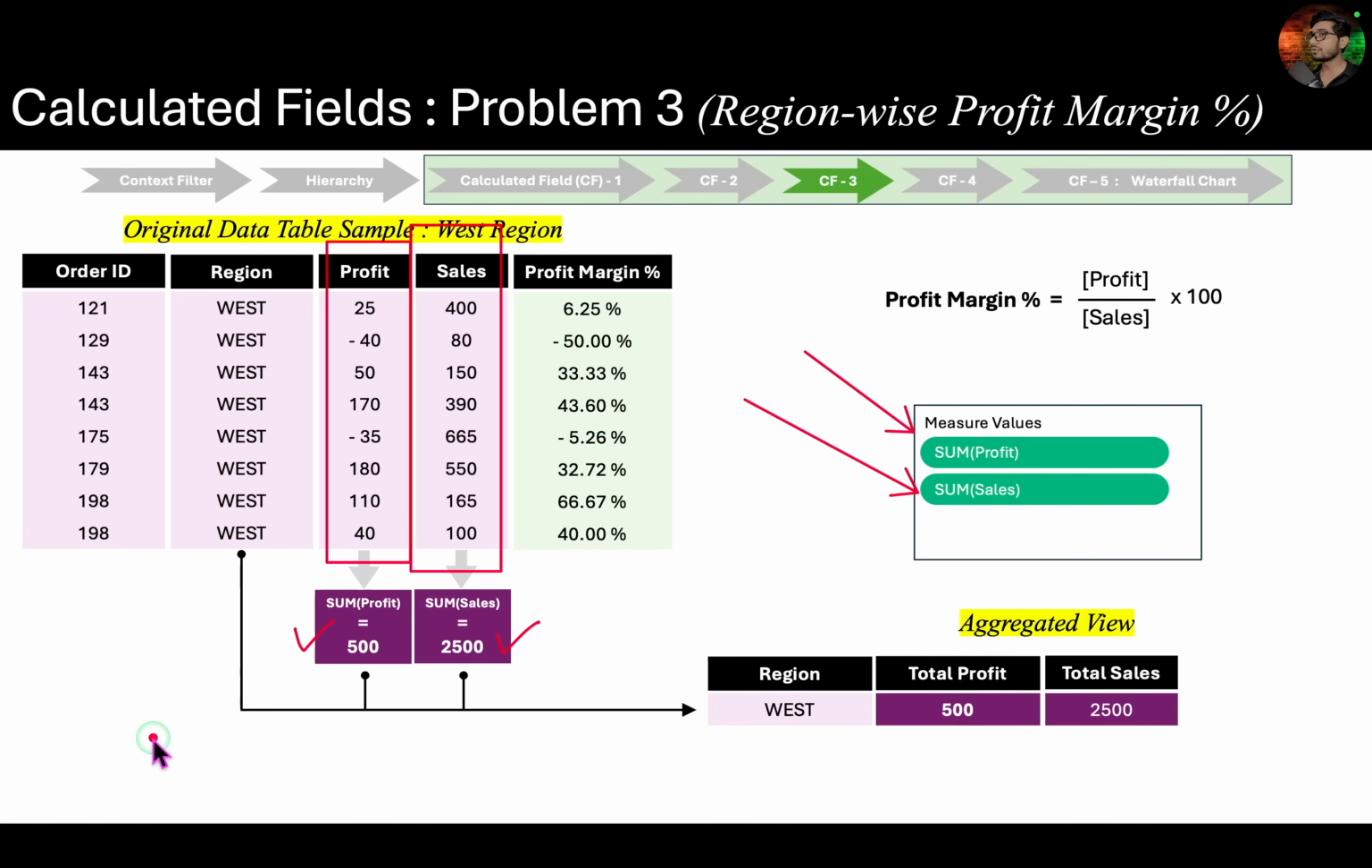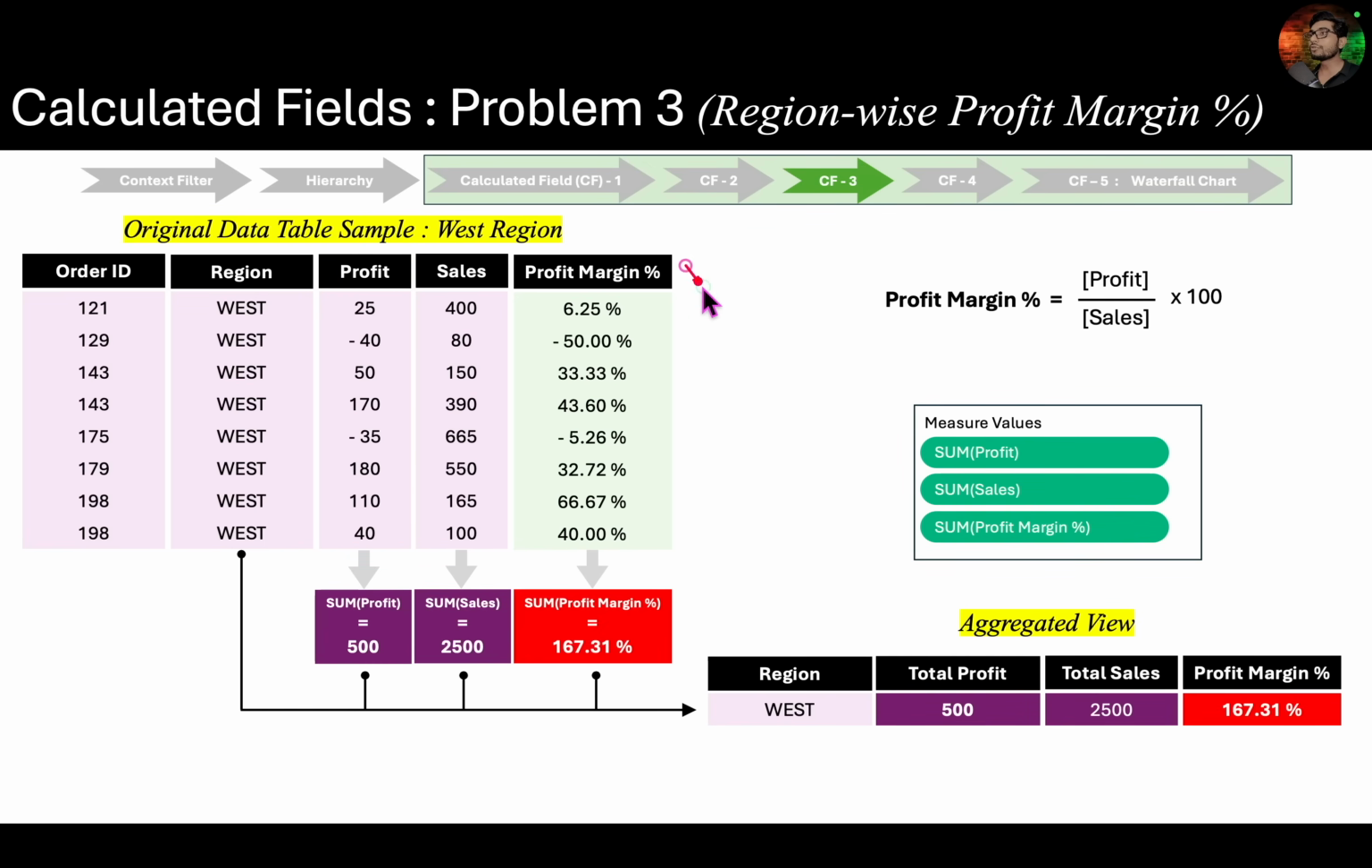Makes perfect sense so far. But here's where things go wrong. When you drag the profit margin percentage calculated field to the view, Tableau, as usual, tries to sum up the individual profit margins across all rows. Now remember, each of these row level profit margins is already a percentage, and individually they won't exceed 100%. But when you sum them up blindly, it's easy to cross 100% or even go into thousands.